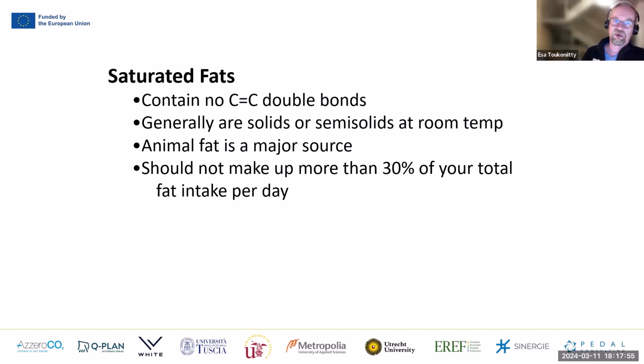Generally, when we talk about fats, a saturated fat doesn't have any carbon-carbon double bonds, and an unsaturated fat can contain one or multiple carbon-carbon double bonds. And the saturation tends to increase the melting point, so that these are more or less solid at room temperature.